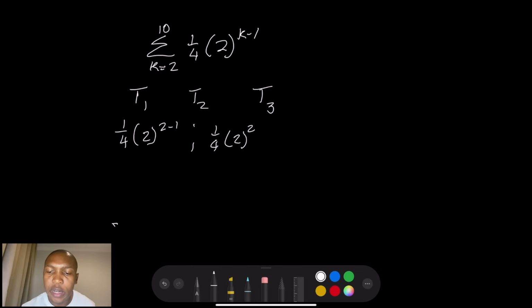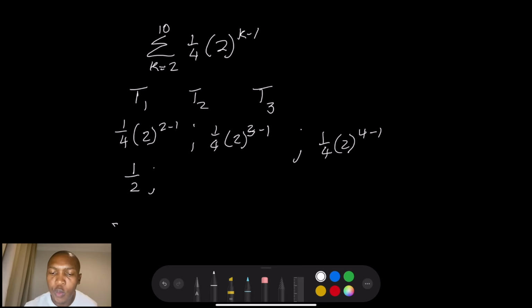Sorry, that's 3. Remember, we are incrementing now. And 1 over 4, that's 2 into 4 minus 1. And what I get there, 1 over 4 times 2 minus 1, that's 2. Okay, that's 1. So 1 over 4 times 2 would give me 1 over 2. So that's the first term, okay?